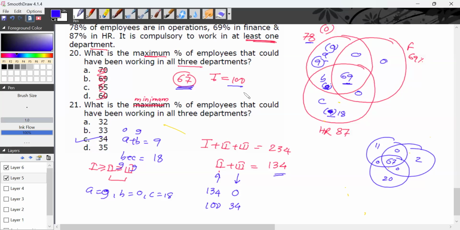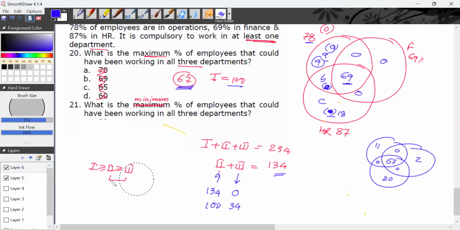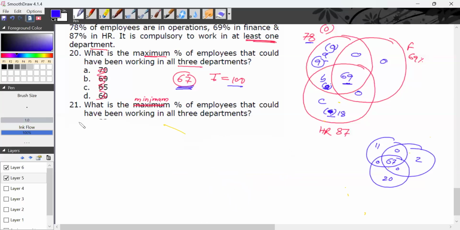Okay, let's go. Now let me run the same thing again. I'll add a little more to the question. Okay, I'm just adding more questions. I'm adding one more question. We have to find the minimum value as well as the maximum value of the percentage of employees who are working in exactly one department.